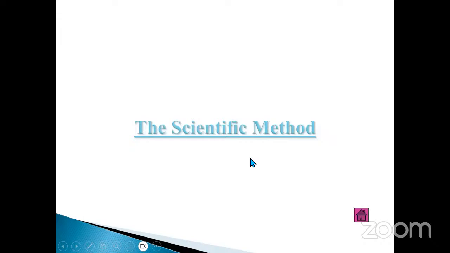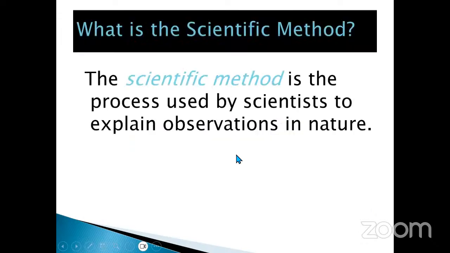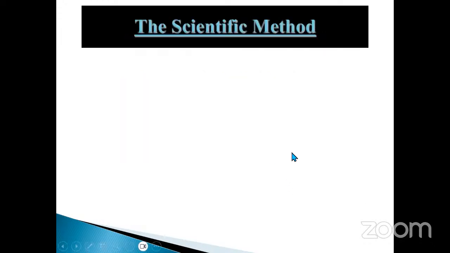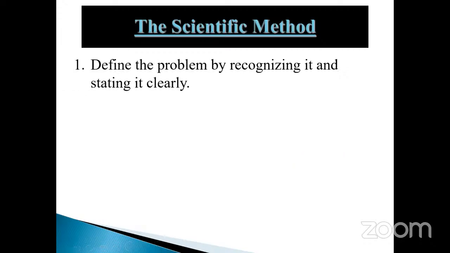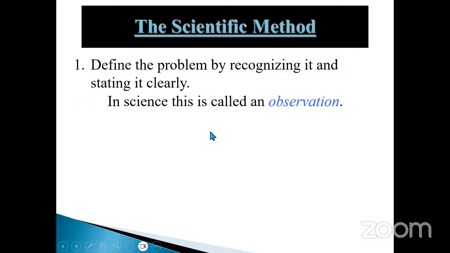Now I want to take a bit of a detour and talk about the scientific method, which of course applies not only to the science of chemistry, but to pretty much every other scientific endeavor, right? So the scientific method is basically the process that is used by scientists to explain what is observed in nature. And there are several steps involved in the scientific method, and we're going to go through them so that you get a feel for what is involved. And the first step is that you make an observation by defining the problem, recognizing it and stating it clearly, right?